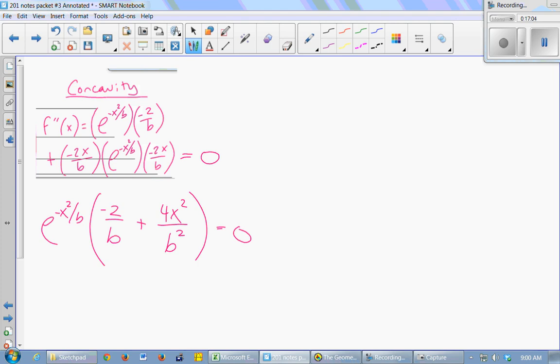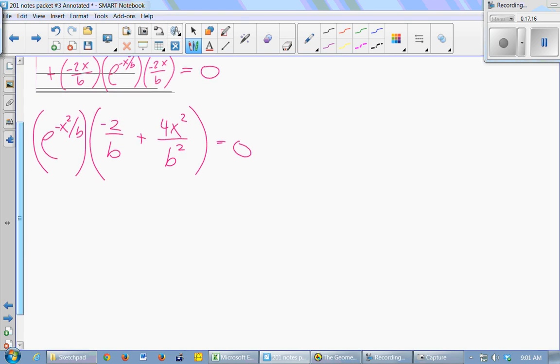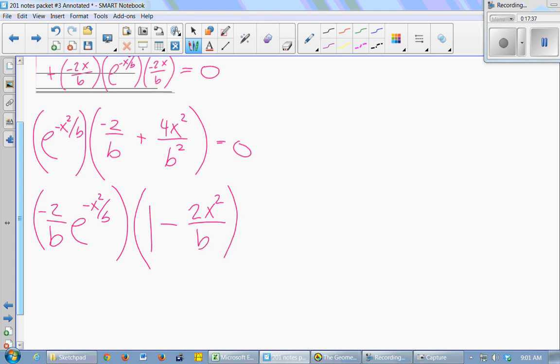e to the negative x squared. So, okay, this is now written as the product of two things, right? Sure, I could factor out negative 2 over b. You want to do that? So I'll have negative 2 over b e to the negative x squared over b. That actually leaves me now with 1 minus 2x squared over b. Because now distribute that negative 2 over b and you'd get positive 4x squared over b squared, equals 0.